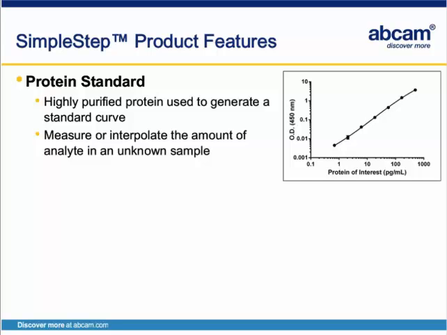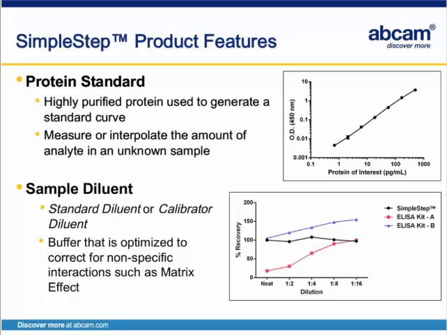Additionally, every SimpleStep ELISA will include a protein standard. This is a highly purified protein used to generate a standard curve similar to the one shown on the right. Each standard curve is plotted using a 4-parameter logistic nonlinear regression model. A protein standard is also very useful in an assay to measure or interpolate the amount of target analyte in an unknown sample.